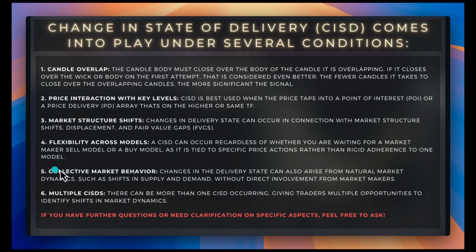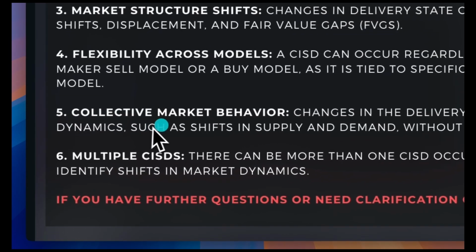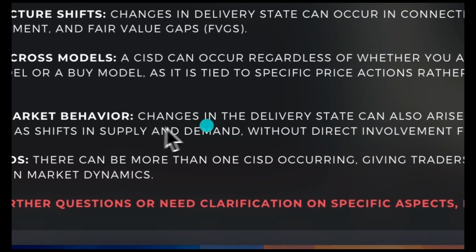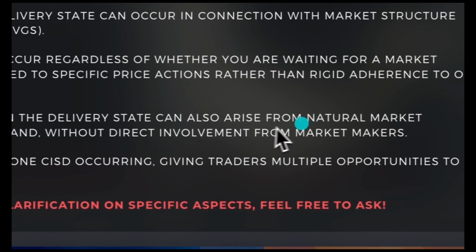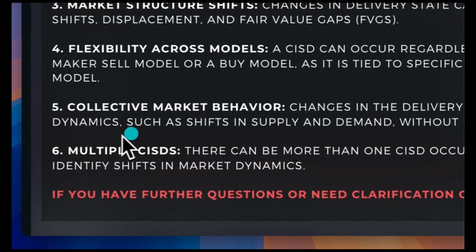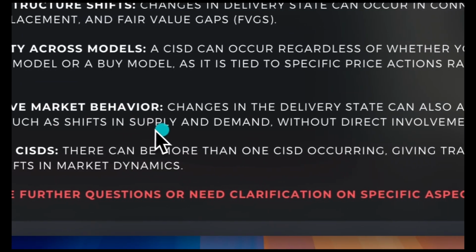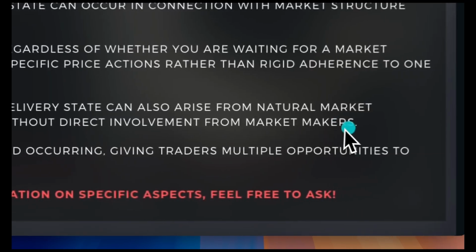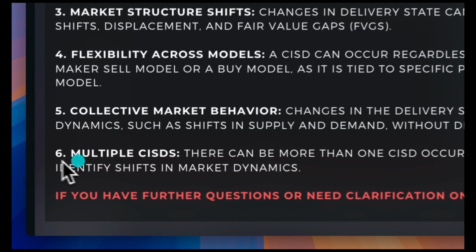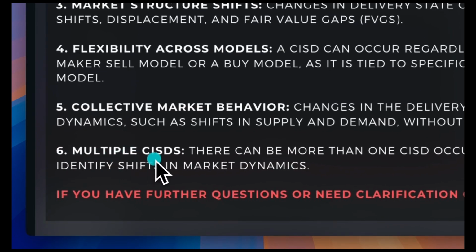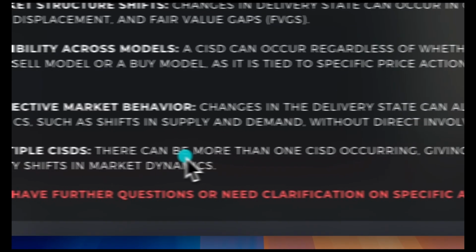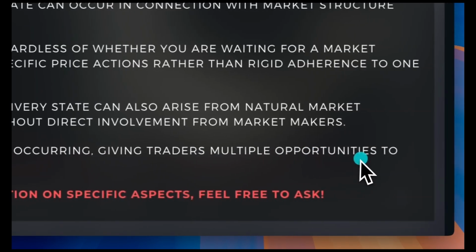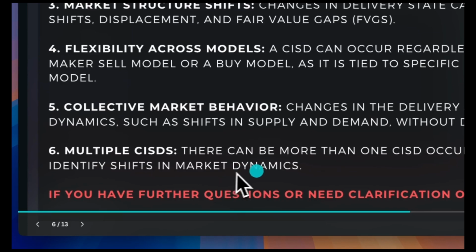All right, now number 5, collective market behavior. Changes in the delivery state can also arise from natural market dynamics, such as shifts in supply and demand without direct involvement from market makers. Number 6, multiple changes in state of deliveries. So there can be more than one CISD occurring, giving traders multiple opportunities to identify shifts in market dynamics.